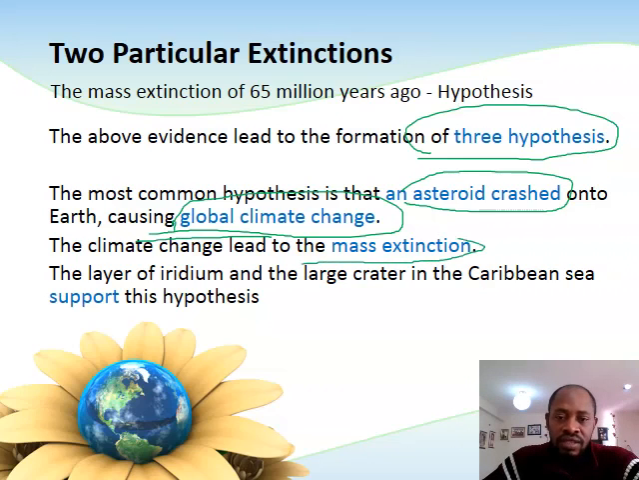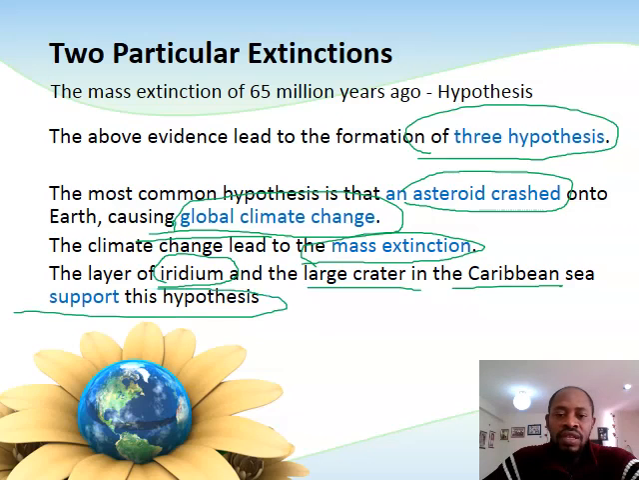The climate change then led to the mass extinction that was observed. The large crater that's found in the Caribbean Sea and the layer of iridium collected from the clay that was found at that time support this hypothesis, because they give enough evidence to say that this is actually what surely would have happened.